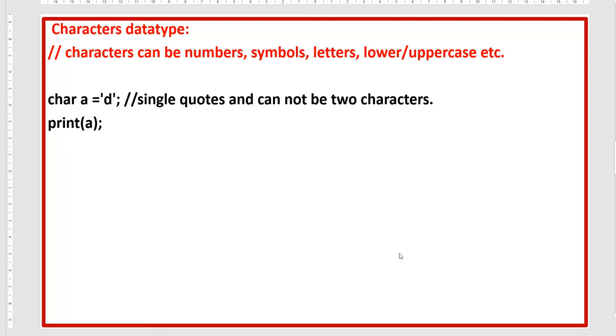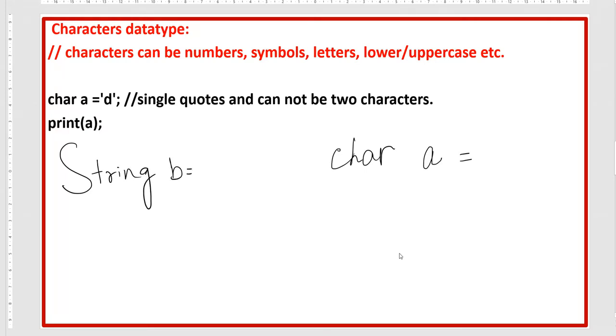And then the important thing is the character data type, right? For the character data type, you only have to write char in lowercase, and then the same thing, the variable name. But the difference from a string: for a string you write S in the capital letter, and suppose B is equal to, you write it in double quotation marks. Char means character, and you have to write it in single quotation marks.